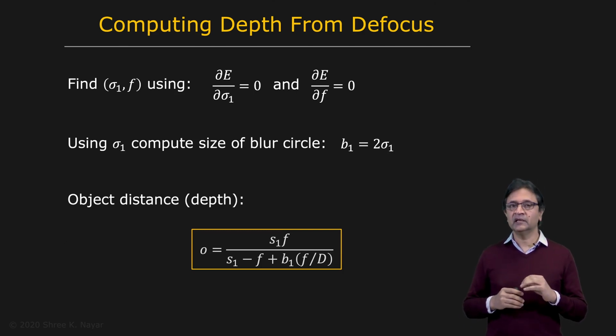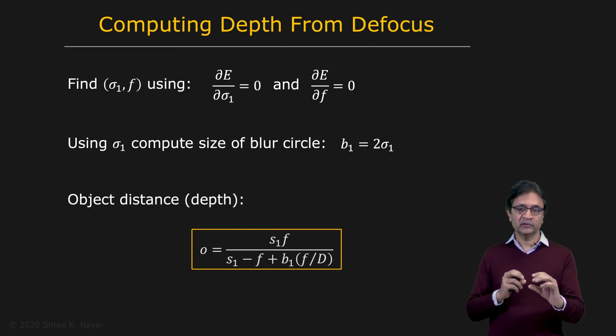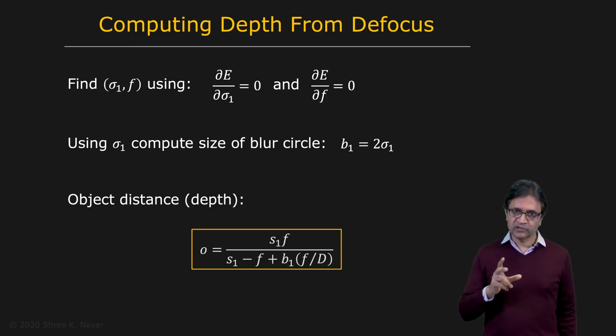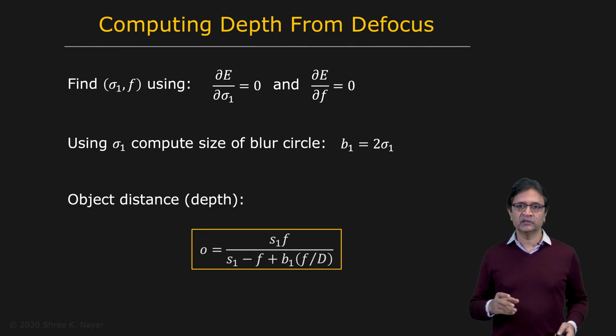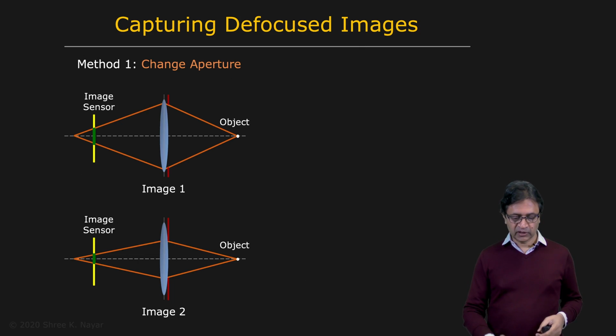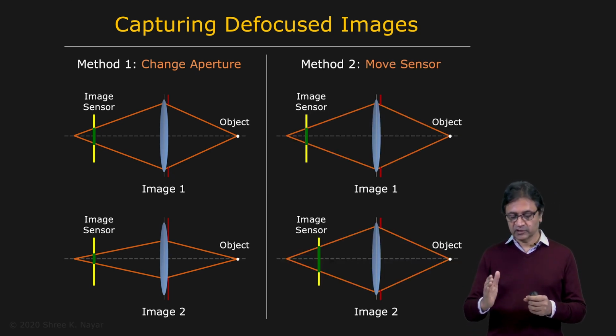And rather than finding an image where a point is best focused, in this case, we're looking at the relative blur of each point in the two images and then figuring out what the depth of the point is. So talking about focus settings, there's two different ways to implement this. One is, of course, by changing the aperture, as we discussed earlier. When you change the aperture, you're going to change the defocus of each point in the scene in the two images. And the other method is, of course, by changing the position of the image sensor. And that's this approach right here.